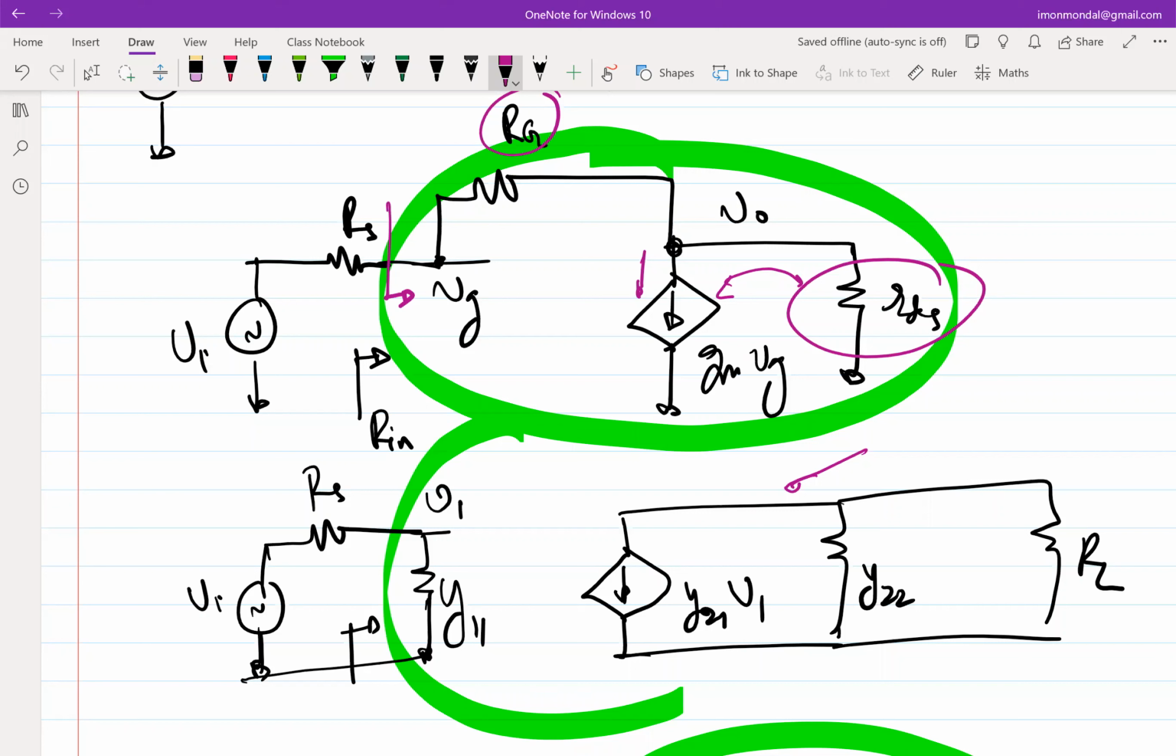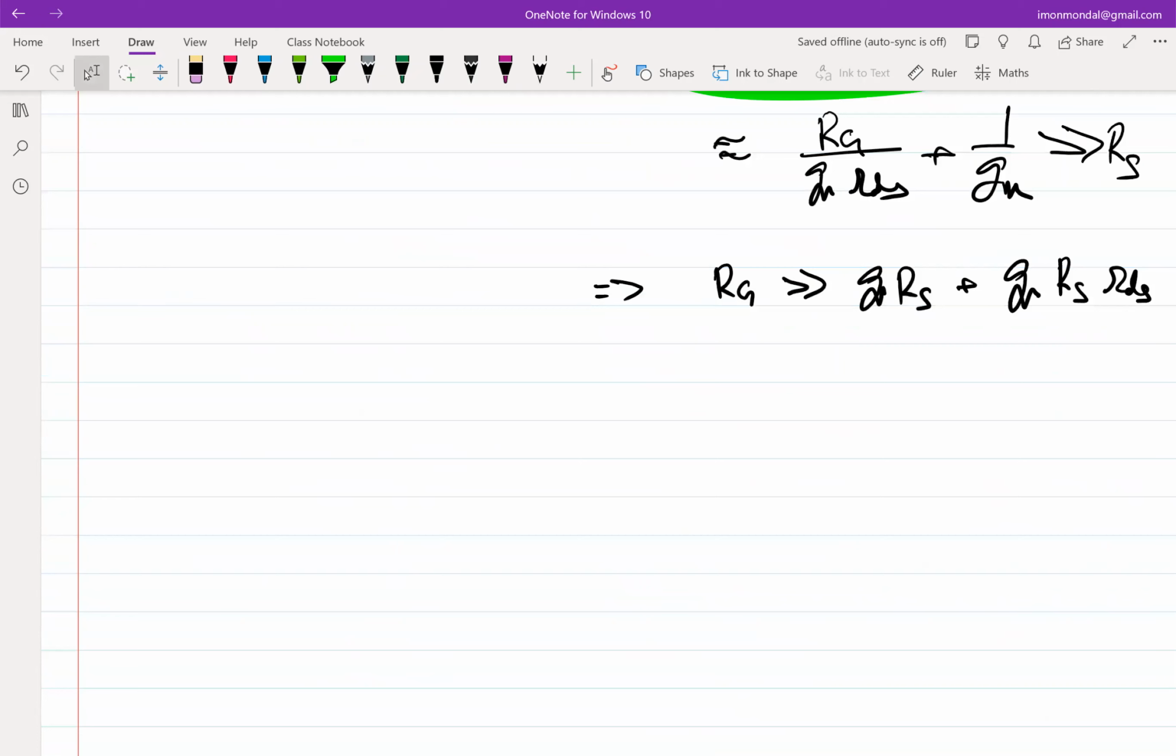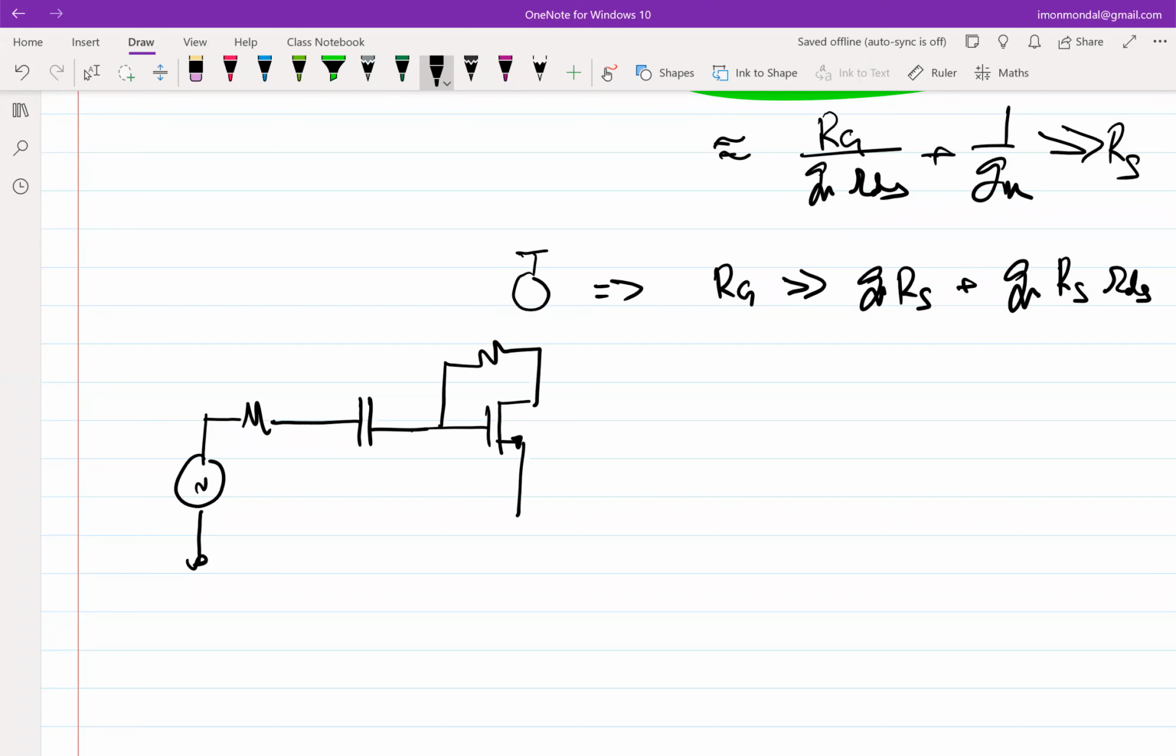Okay, so now let's do the final one. This is the constraint on RG. What is the constraint on the capacitor? How will you figure out the capacitance?